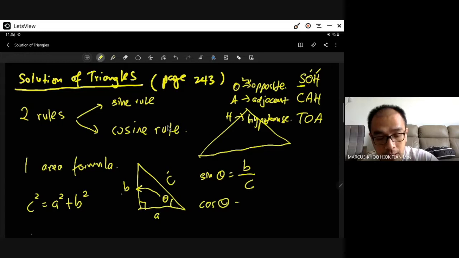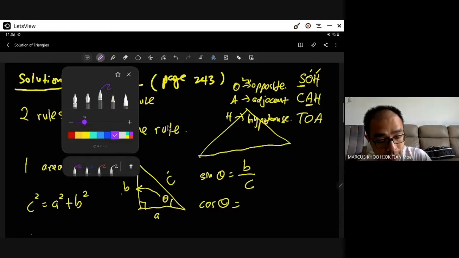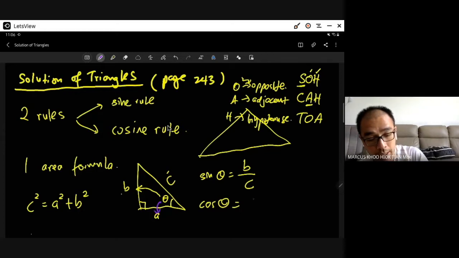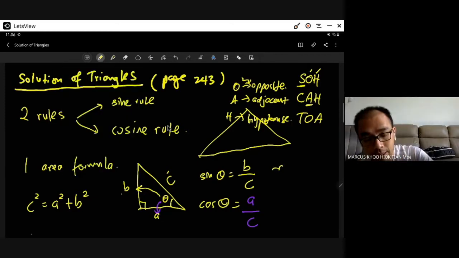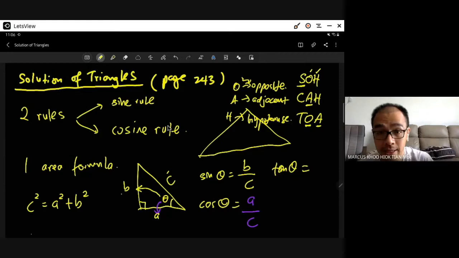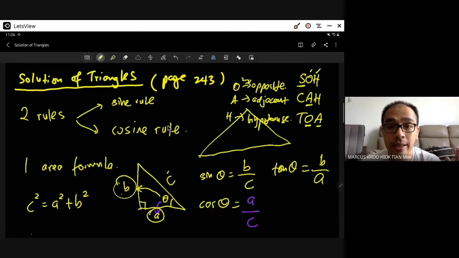Cos theta is adjacent, which is next to the angle. So next to the angle is this side. A over C, which is the hypotenuse. Whereas tangent theta equals opposite over adjacent. So opposite is B, and adjacent is A, so it is B over A.